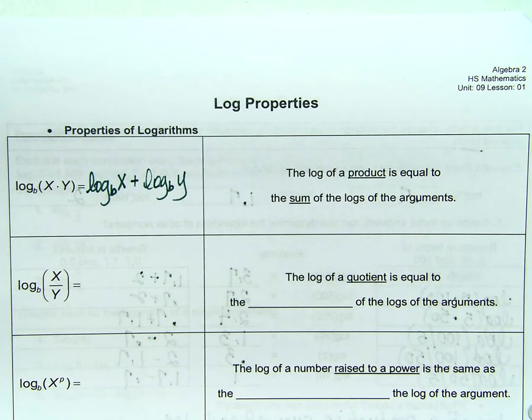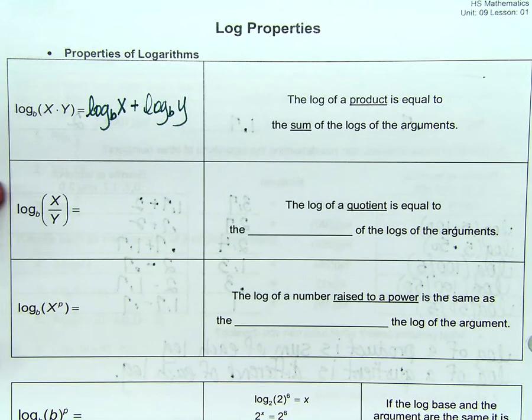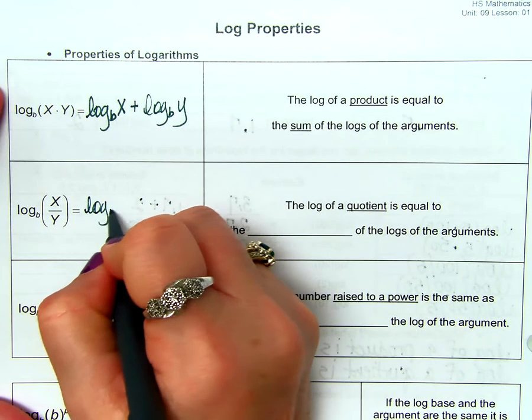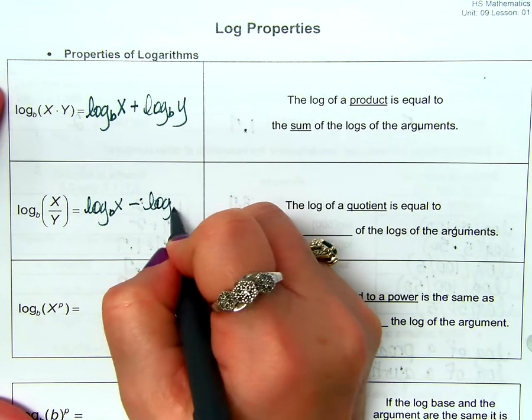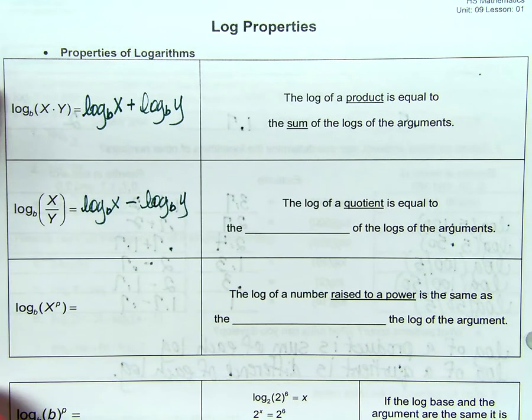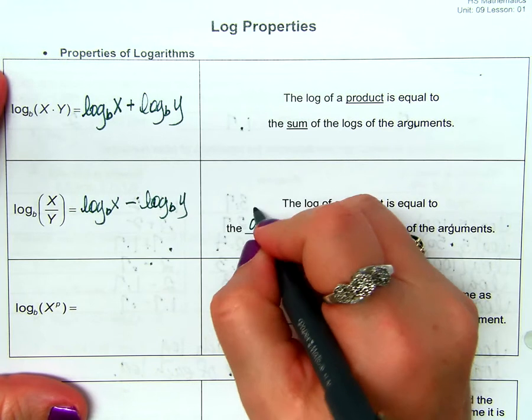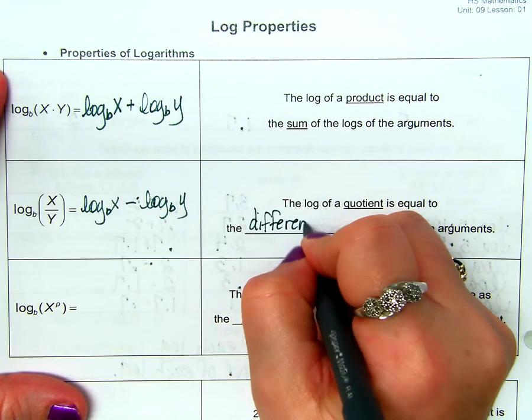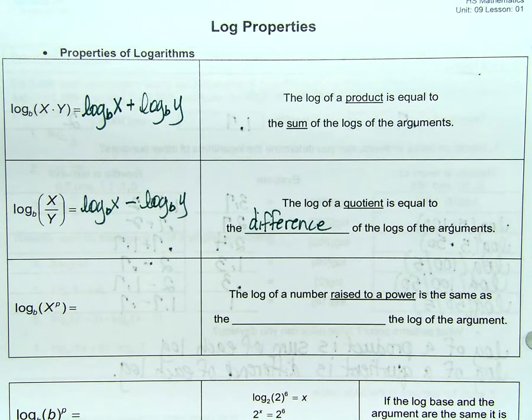Does that make sense? It's a vocabulary thing right now, so I need to make sure you're understanding the vocabulary. Are you with me? Excellent. So what about the second property right here? Log base b of x over y. Log base b of x minus log base b of y. But there's something else for us to fill in, isn't there? The log of a quotient is equal to the difference of the logs of the arguments.